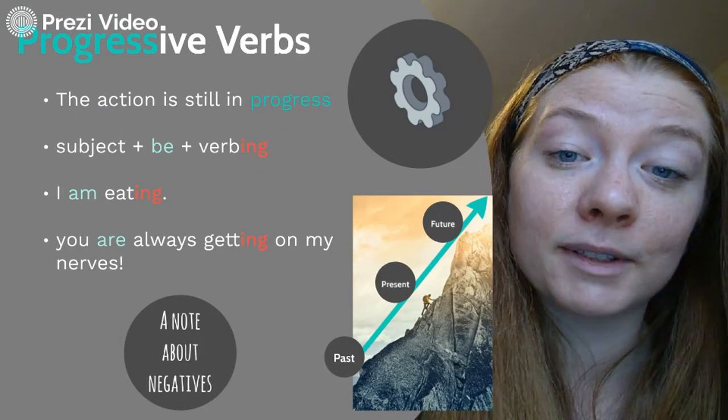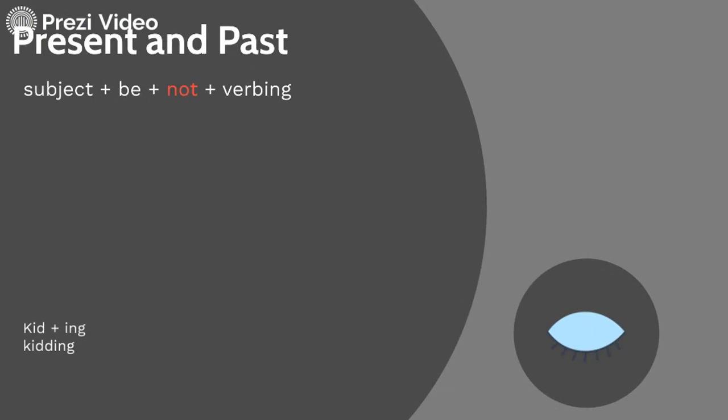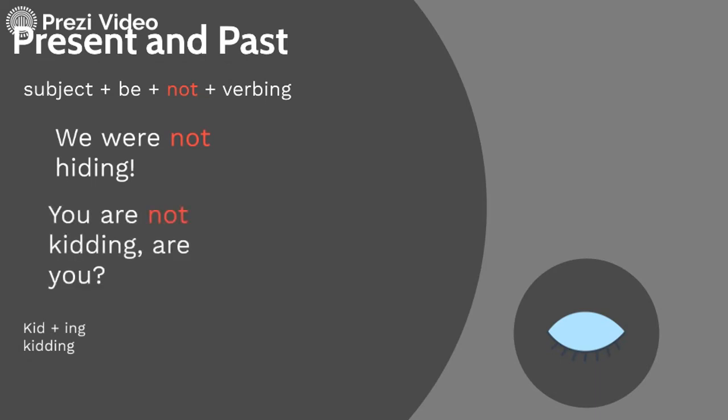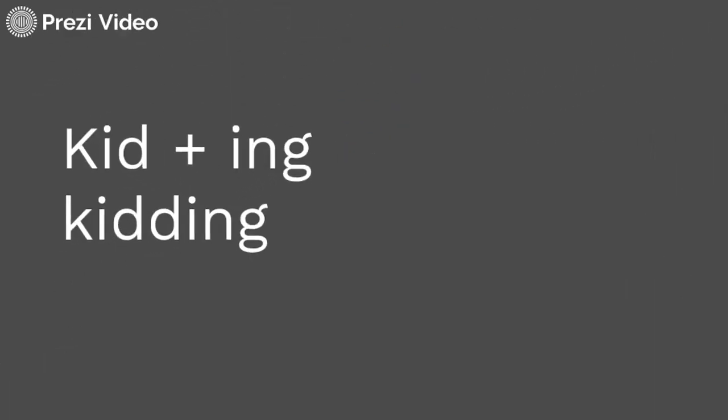And now we're going to take a really quick look at negatives. So a note about negatives, we just throw the word not in between be and the verb. So for example, we were not hiding, or you are not kidding, are you? Notice that kidding is one of those one-syllable words where we have a vowel and then a consonant, so we double the consonant to go from kid to kidding.